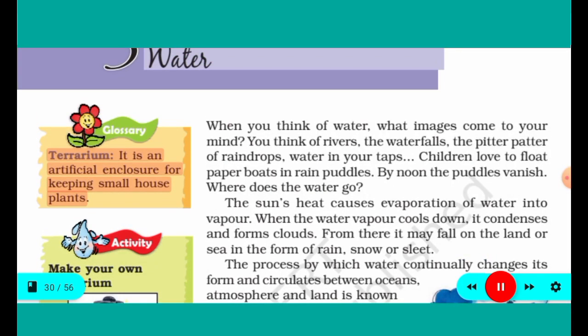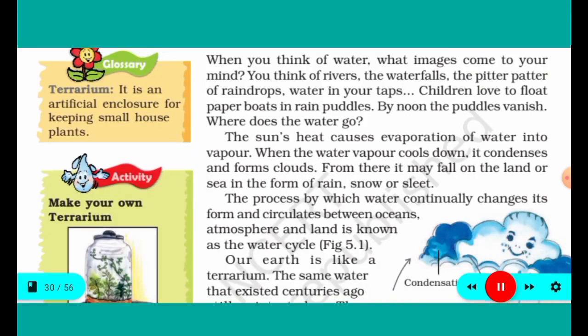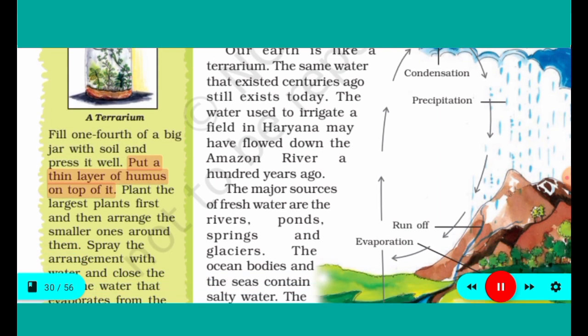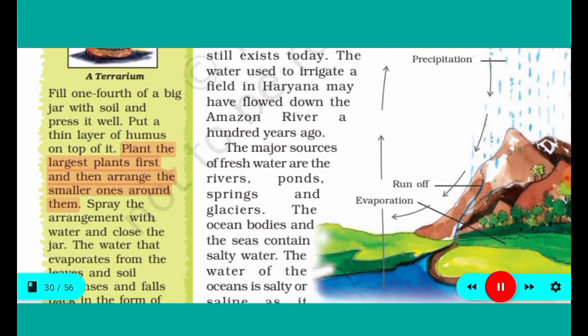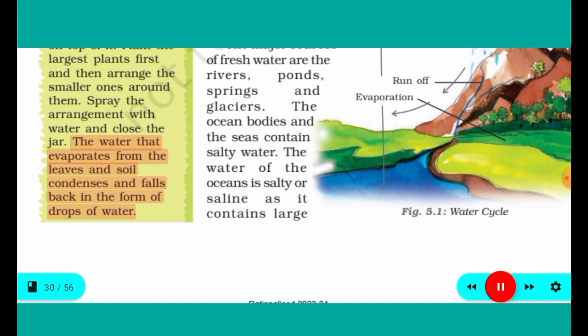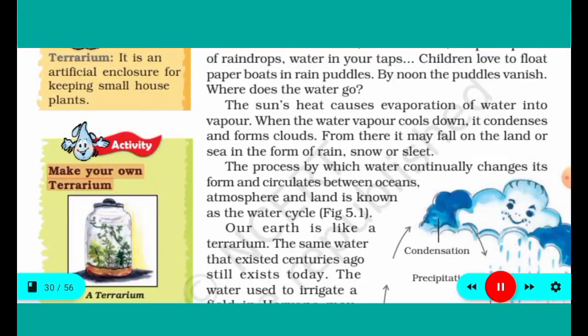Terrarium. It is an artificial enclosure for keeping small house plants. Activity: fill 1/4 of a big jar with soil and press it well. Put a thin layer of humus on top of it. Plant the largest plants first and then arrange the smaller ones around them. Spray the arrangement with water and close the jar. The water that evaporates from the leaves and soil condenses and falls back in the form of drops of water. A terrarium. Make your own terrarium.